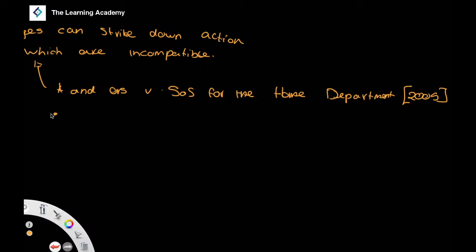Now, in this case, I'm going to read the facts of the case, and then we're going to talk about the judgment, and then we're going to talk about how this is a check on executive and legislative power. So, the claimants were detained under Sections 22 and 23 of the Anti-Terrorism, Crime and Security Act of 2001.